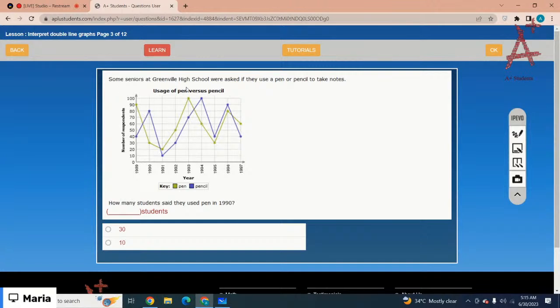Okay. Some seniors at Greenville High School were asked if they use a pen or a pencil to take notes. How many students said they used pen in 1990? Okay, the green line is for the pen, the blue one for the pencil. So you have to look for 1990. Here is 1990. You have to look at how much they use pen on the green line at 1990, and here is the point in front of 1990. Just look at the value on the y-axis. It would be 30. That means 30 students said they used pen in 1990. Got it?